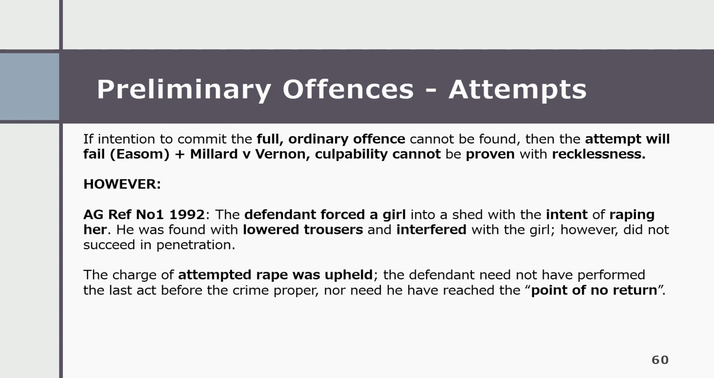However, Attorney General's Reference Number 1 of 1992, the defendant forced a girl into a shed with the intent of raping her. He was found with lowered trousers and interfered with the girl, however, did not succeed in penetration. The charge of attempted rape was upheld, however. The defendant need not have performed the last act before the crime proper, nor need he have reached the point of no return.